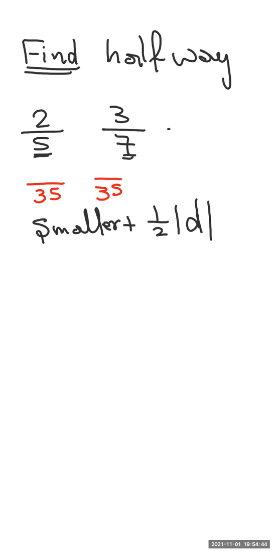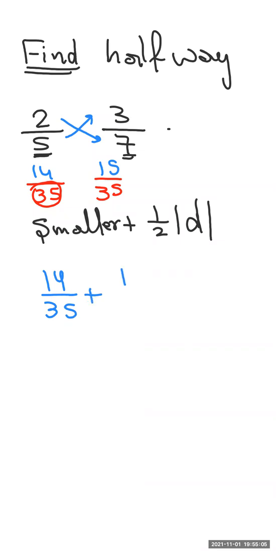Now with 35 as the denominator of the two numbers, get the numerators. 2 times 7 is 14, 5 times 3 is 15. Now it's very clear which one is greater and which is smaller. So the smaller, of course, is 14/35, plus 1/2 the absolute value of the distance, which will be 15/35 minus 14/35.